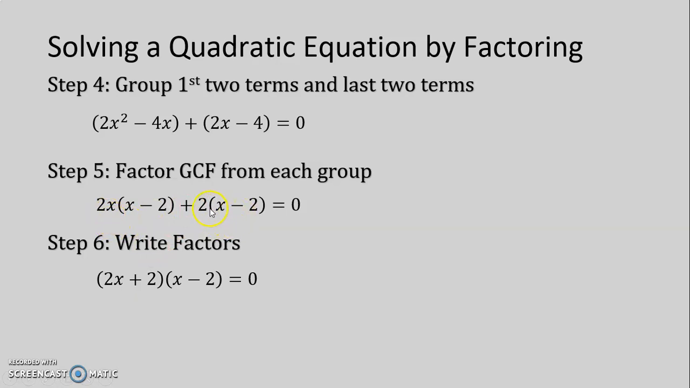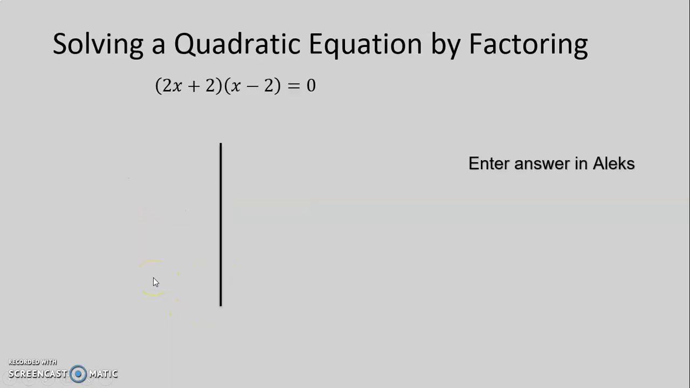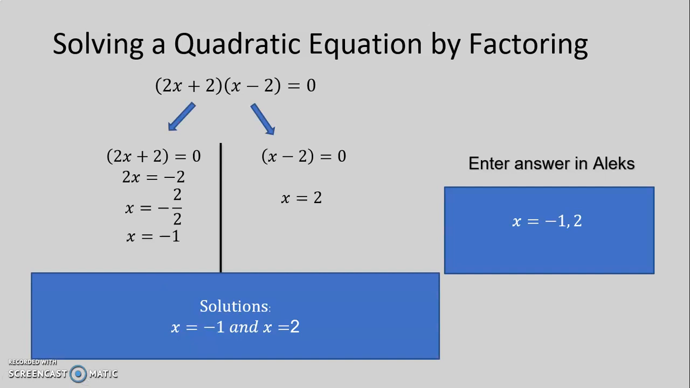So we'll write the factors now. So 2x plus 2, that's one of the factors, and then x minus 2, that is the other factor. Having those set equal to 0 means that we can find our answers by setting each term equal to 0. So on this side we have 2x plus 2 equals 0, and then we simply solve for x. So we end up with negative 1, and on this side we have x minus 2 equals 0, so we have x equals 2 on this side. Plugging those in, we'll have negative 1 and 2 as our answers for this equation.